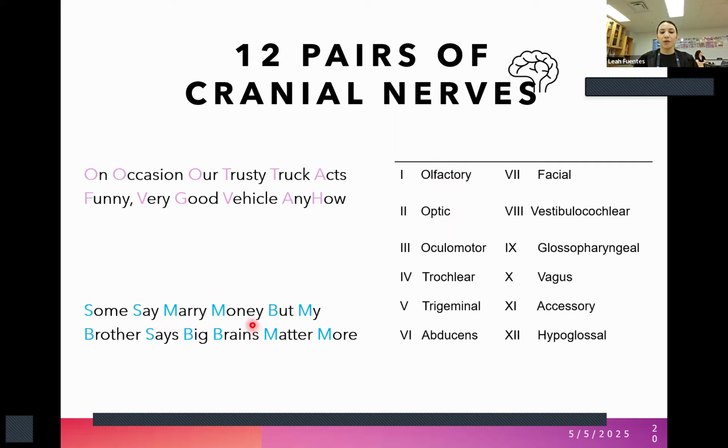Marry money would be motor. And so oculomotor and trochlear would be motor. Center motor, yes. And then the first B goes with trigeminal, the trigeminal nerve. This is going to be responsible for both sensory and motor.